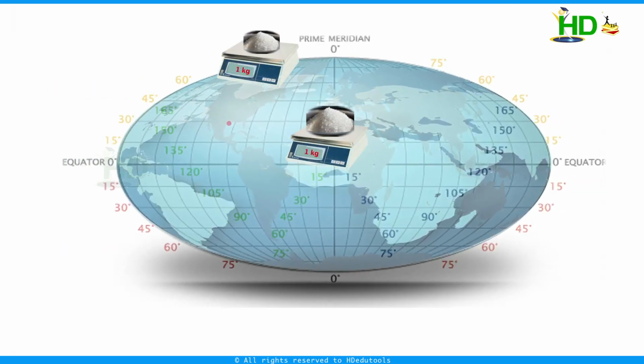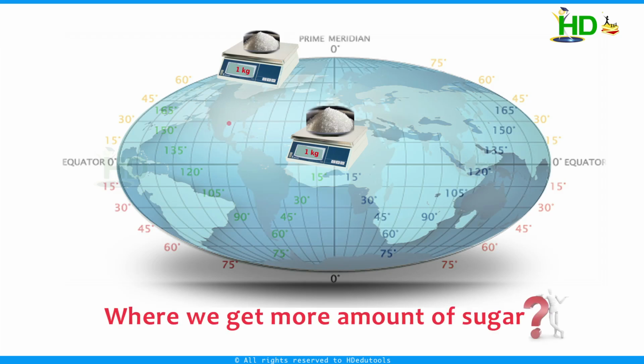Suppose we weigh 1 kg of sugar at the equator as well as at the poles. Where do we get more amount of sugar, at the equator or at the poles? Just think about this question.